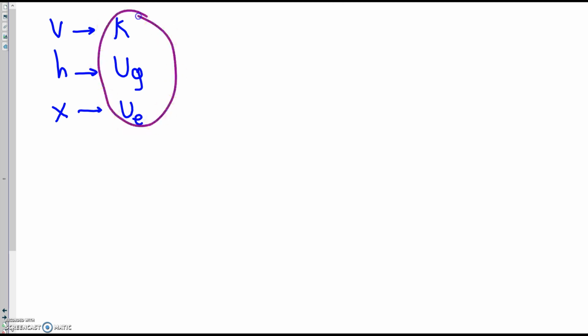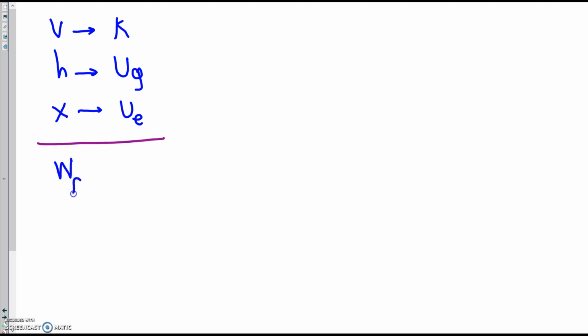They're not going to say, the block had potential energy. They're going to say, the block is at a height of 12 meters above the ground. In addition, we also have to look for friction. If there is work done by friction, we know that we have to consider negative force times distance.